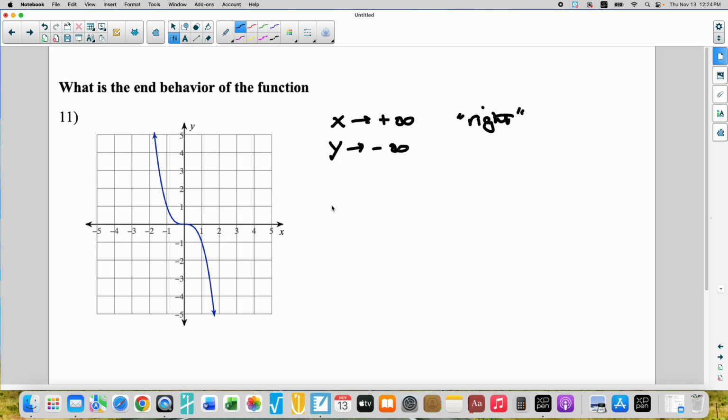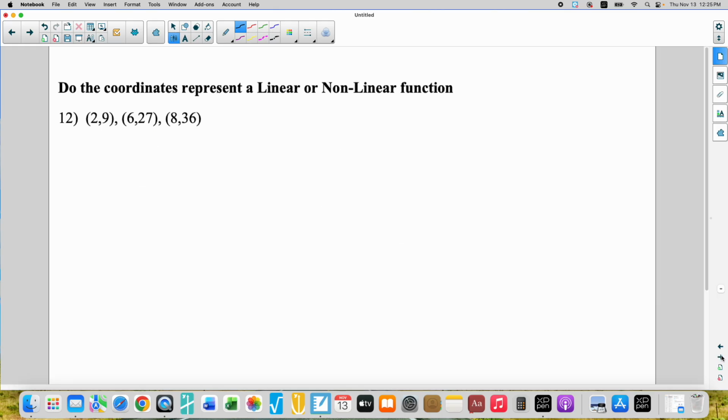And then the other side would be as x goes to -infinity, aka to the left, what are my y's doing? What are my y values on the left side doing? Well, they're going up. So up is positive infinity. Okay, so that's the end behavior for those. That's it for that one.